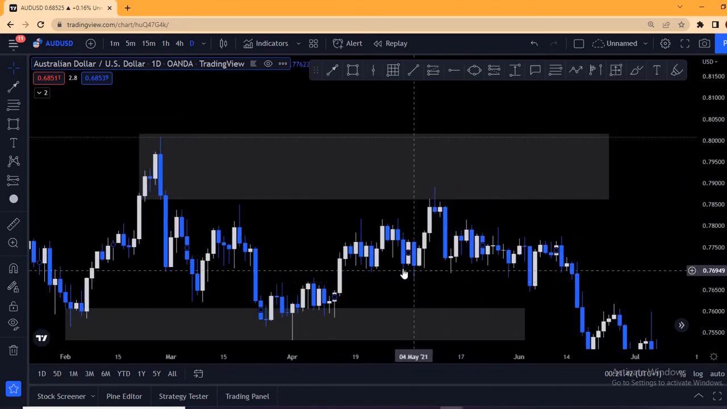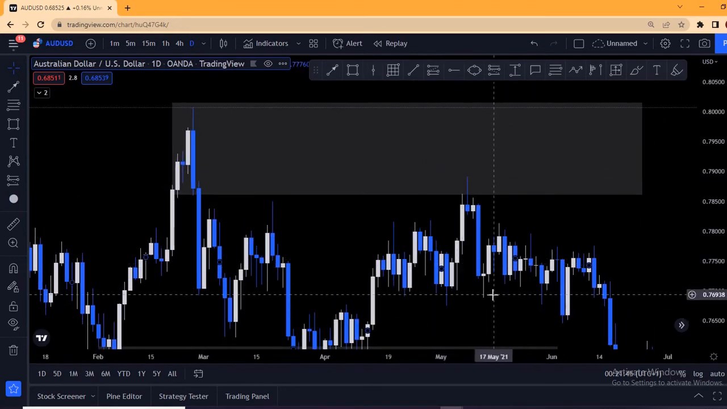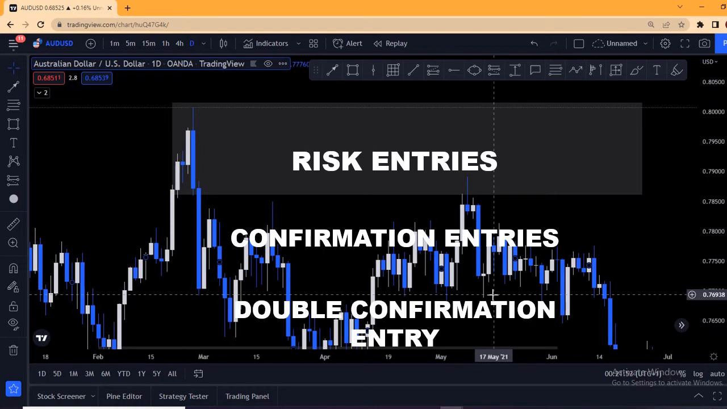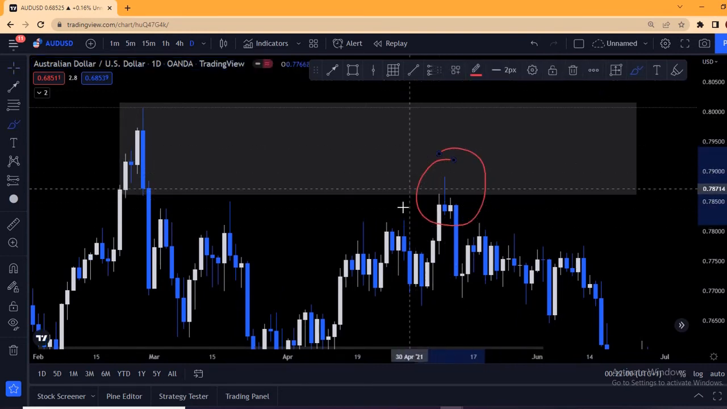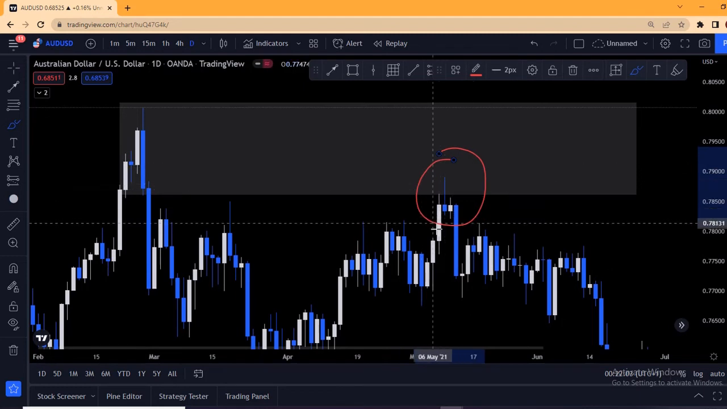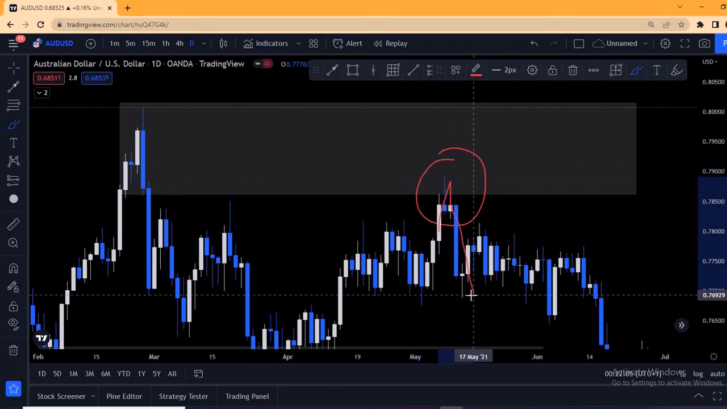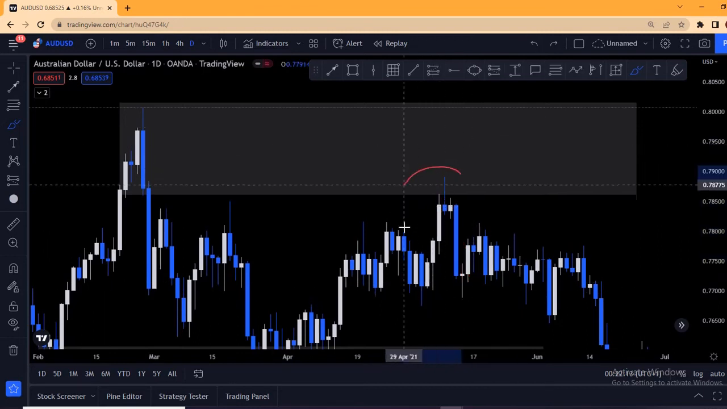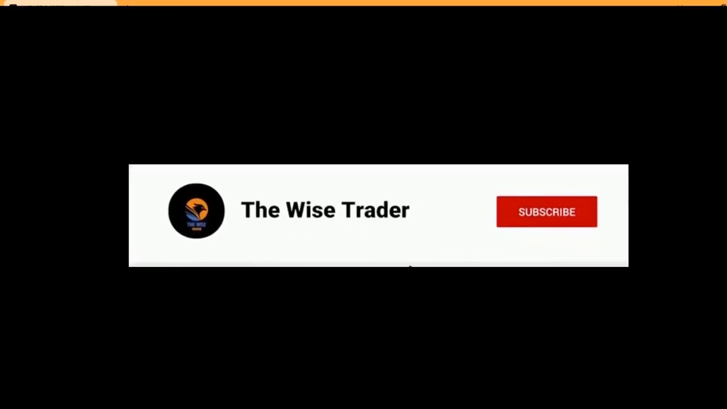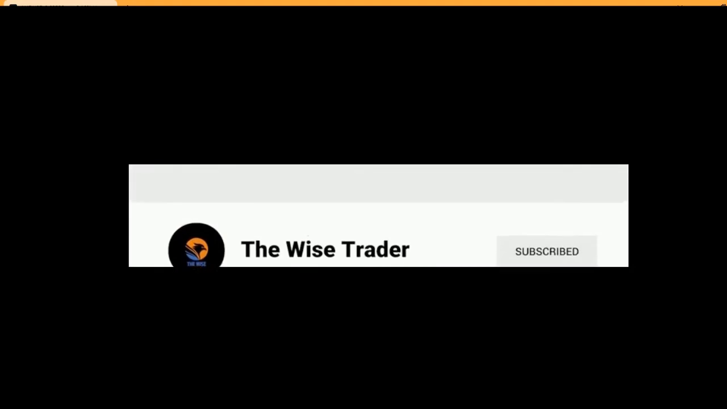You wait for confirmation. I don't know which confirmation you use, but over future videos I'll be teaching and explaining smart money confirmations, that's risk entry, confirmation entry and double confirmation entries for you. So you can see this could be a confirmation, this inverted hammer here, price pushed up then down, then this big engulfing candle. I'll be going over confirmation in future videos, so make sure you subscribe to the channel and click on the notification bell so you'll be notified anytime I post new videos.